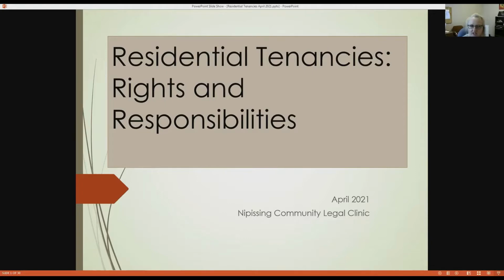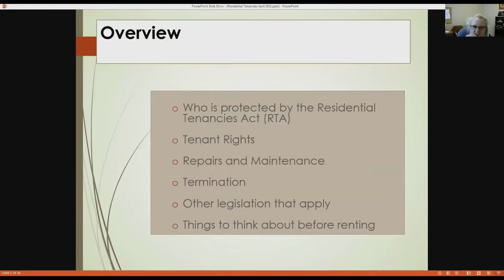So what I'm going to do today is provide an overview of some of the residential tenancy rights and responsibilities of tenants. I do have time for questions at the end. And here's the overview of what we're going to go through today. I'm going to try not to read the slides one by one because I know that's not a pleasant experience sometimes.